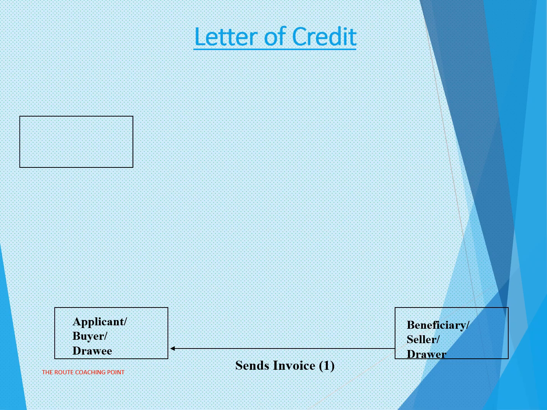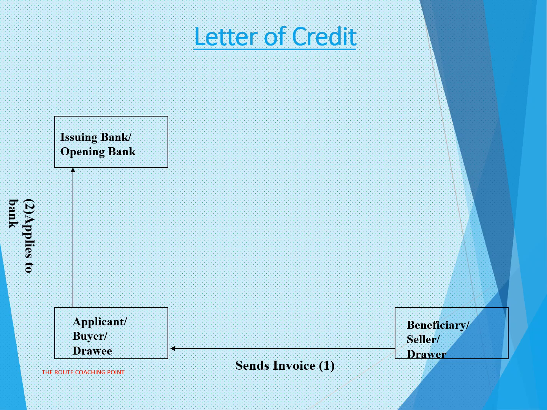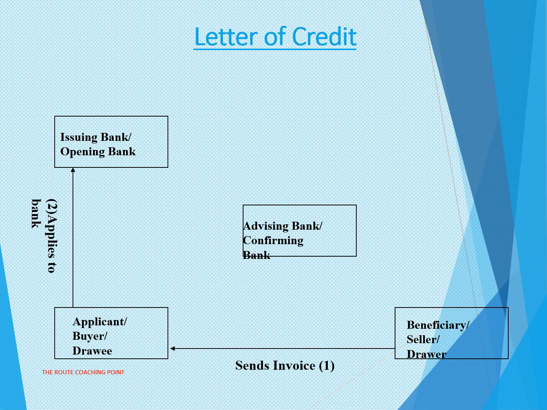So the beneficiary sends the invoice. Here the applicant bank applies to the issuing bank. So the applicant bank is SBI, suppose, the opening bank. Then the beneficiary bank is sent the invoice. So this is the advising bank or confirming bank.